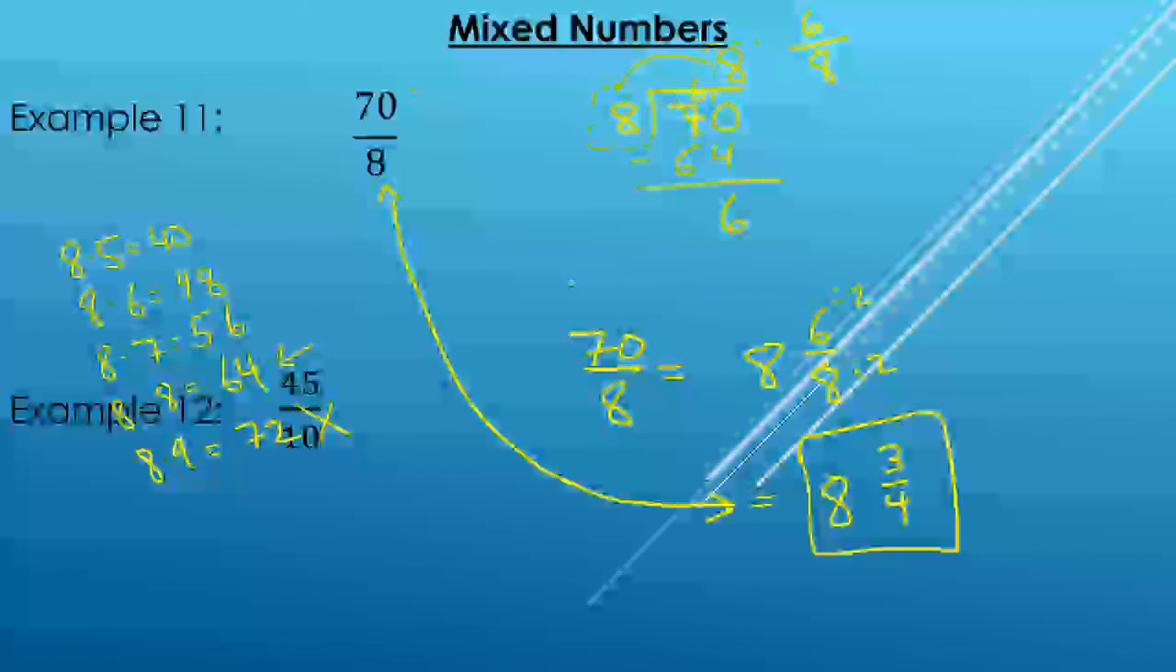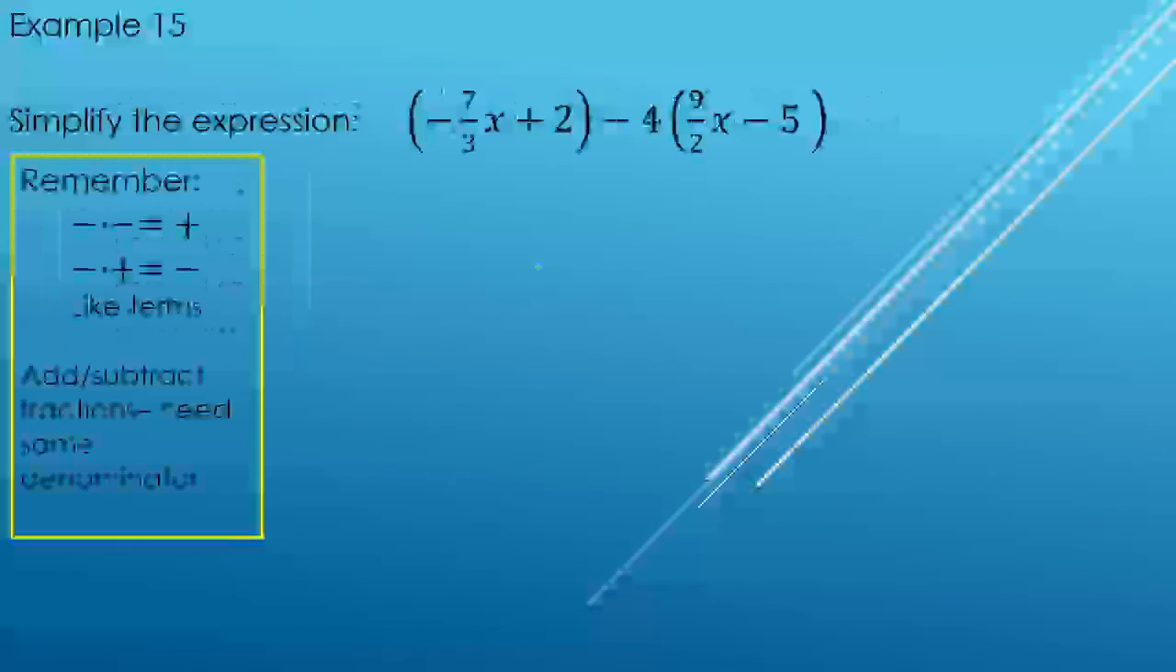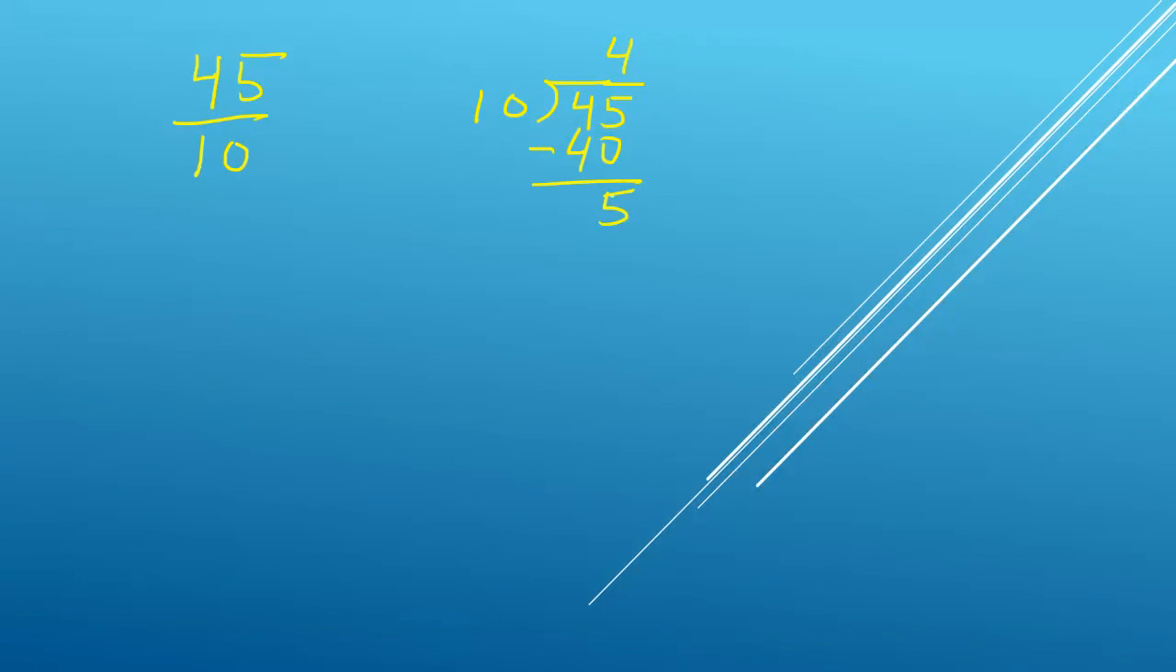Okay, I have another example, and I covered it up. 45/10. Let's do it right here. We'll do another mixed number. 45/10. So let's find this mixed number. Okay, 10 goes into 45 4 times. 4 times 10 is 40. Our remainder is 5. So 4 and 5/10. And then we can reduce this because 5 and 10 are both divisible by 5. So it comes out to 4 and 1/2, or 4.5.